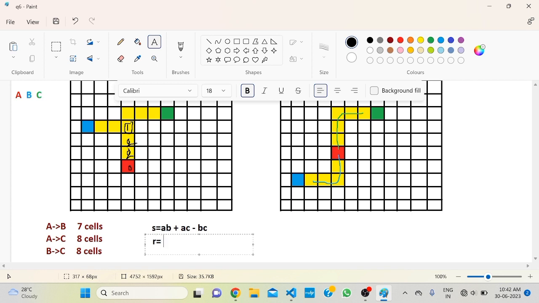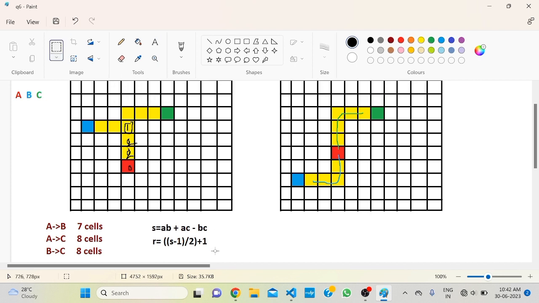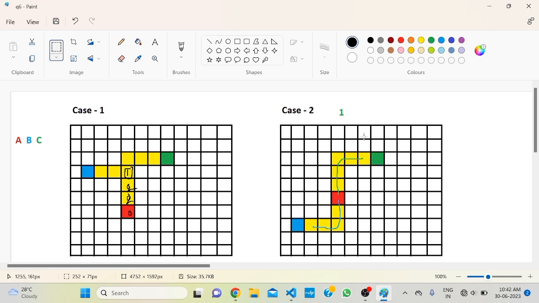Suppose R equal to S minus 1 by 2. Okay, and in this we will add plus 1. Understood? This is a basic code. So yes, this is our output in this case. In the first case, this is our output, and in the second case, output is 1. I hope you understood this logic.